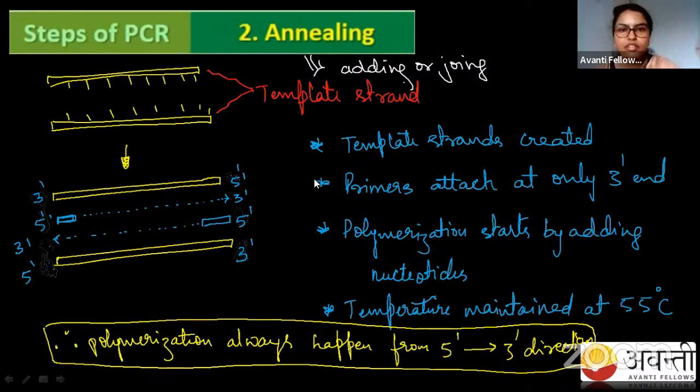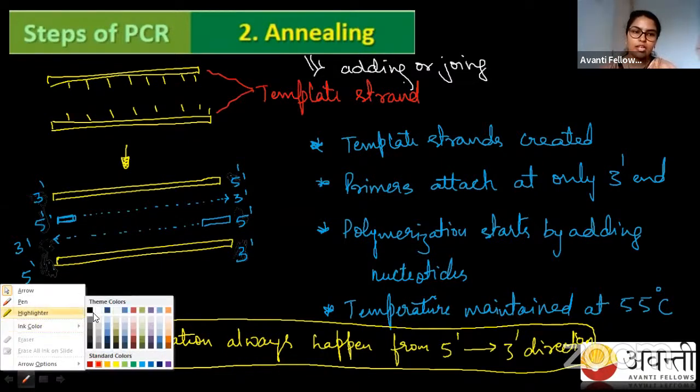Now, after that we are going to do a process called as annealing. Okay, annealing में क्या होता है, I have told you the word meaning itself is adding or joining. Now what we have the template strand or also called as parent strand. Now, so template strands are created. Now we will use the primers. है ना, हम लोग क्या use करेंगे बेटा, we will use the primer.